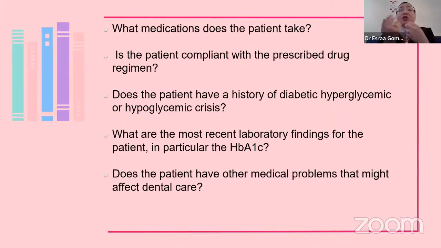You have to know if your patient is taking his prescribed medications. It's very important. Sometimes your patient says, yes, my prescription is glinides or sulfonylureas, but actually he's not taking his prescription. So you have to know about this. You have to know if your patient has had any recent hypoglycemic crisis or hyperglycemic crisis.